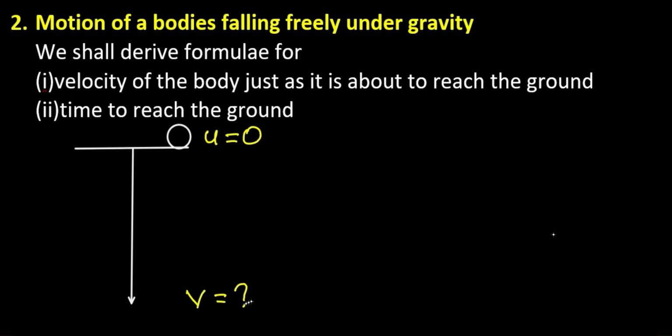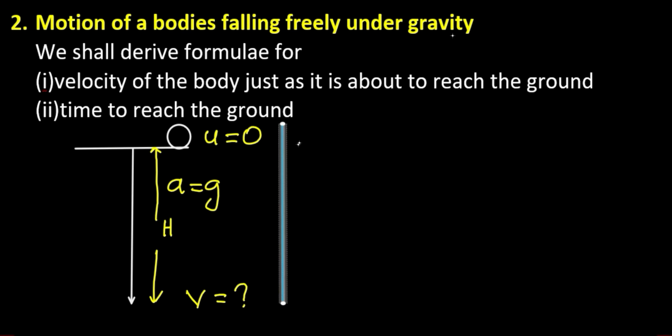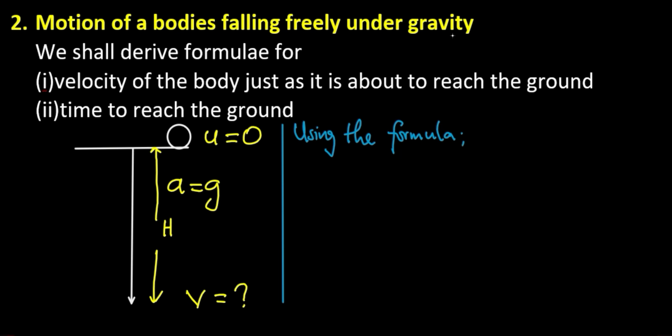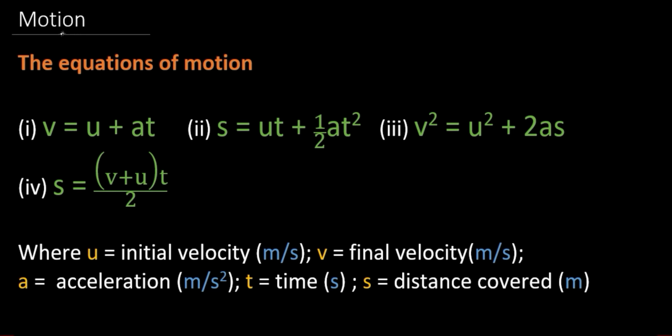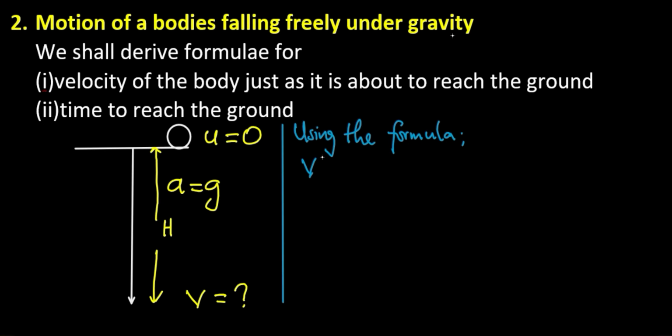At the final velocity there, it will have a maximum velocity down there because the velocity will be increasing as it falls down. The height is equal to h. Acceleration due to gravity is equal to g. This time around it is not moving against gravity, because it's falling down. We use the formula v squared is equal to u squared plus 2as. That's the formula we are using.